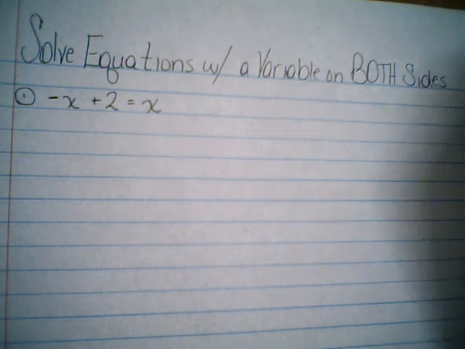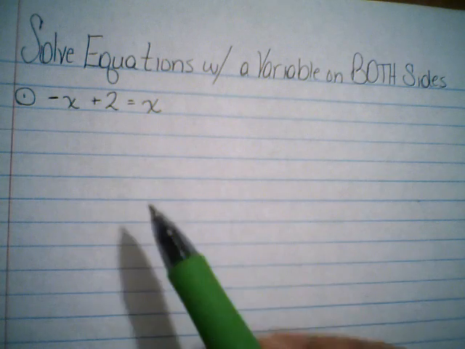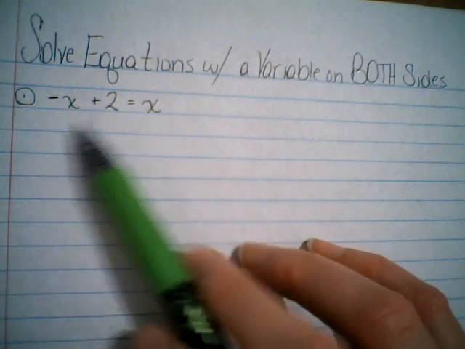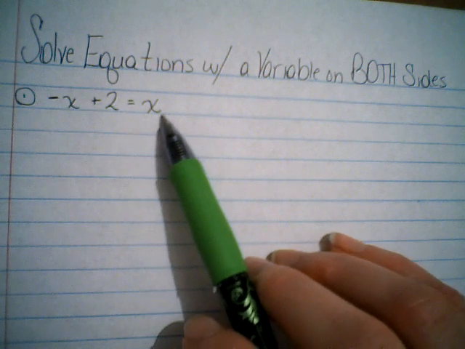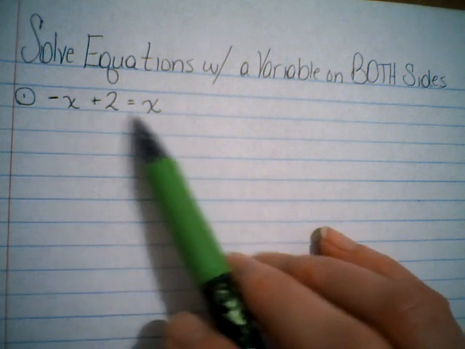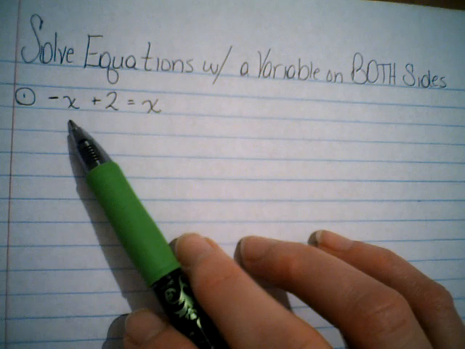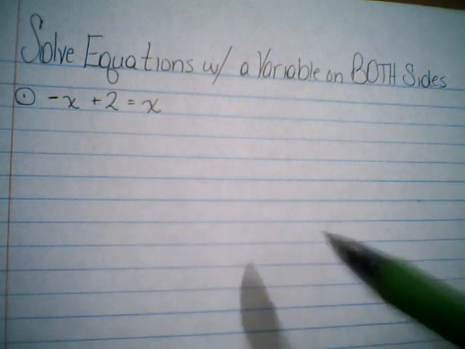All right, so we're going to take a look today at solving an equation with a variable on both sides. Since the variable's on both sides, we're going to have to eliminate one of them, and it doesn't matter which one, but we have to eliminate one of them using its opposite.